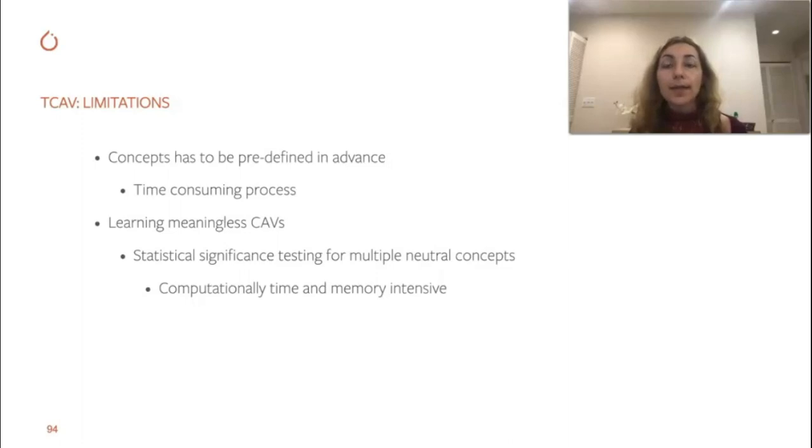Another problem is that CAFs can be meaningless. As I mentioned in the previous slides, two-sided significance tests can help us with that, but for that we need to compute TCAFs for a larger number of experimental sets or concepts, and this can be computationally and memory intensive.